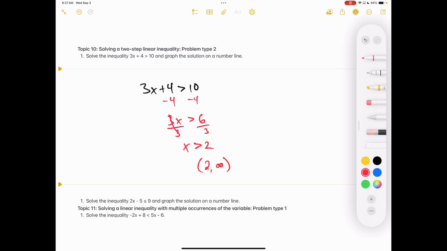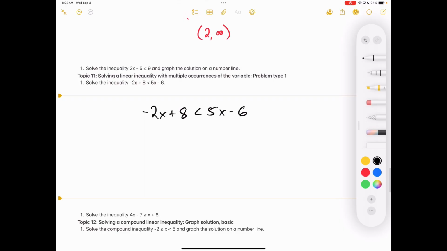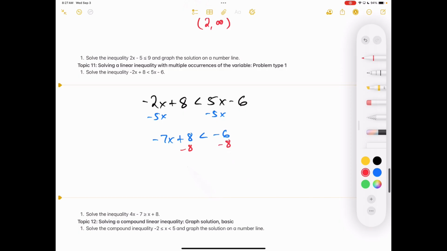So you solve these just like it's an equal sign. There's not really any difference. You may have to write it in interval notation. There is one difference, and maybe we'll see it on this problem. All right, so on this one, you want to get your x's together on both sides. So I subtract 5x from both sides, and I get negative 7x plus 8 is less than negative 6. So now to get the x by itself, I need to subtract 8 from both sides. So I get negative 7x is less than negative 14.